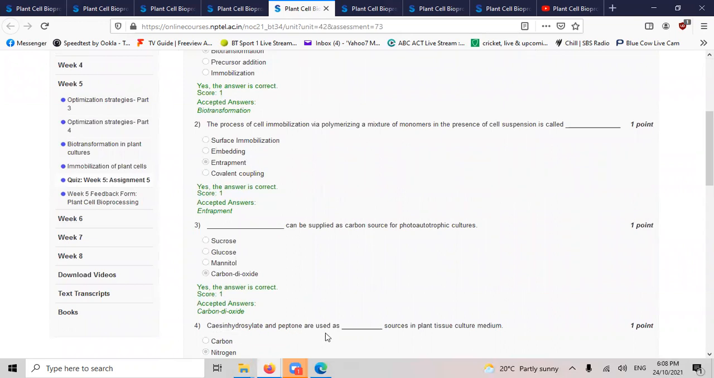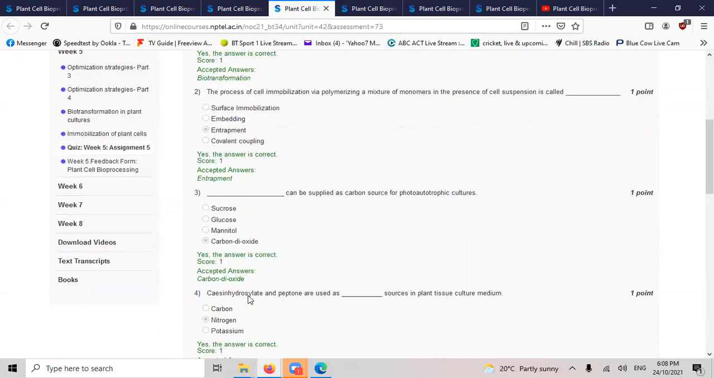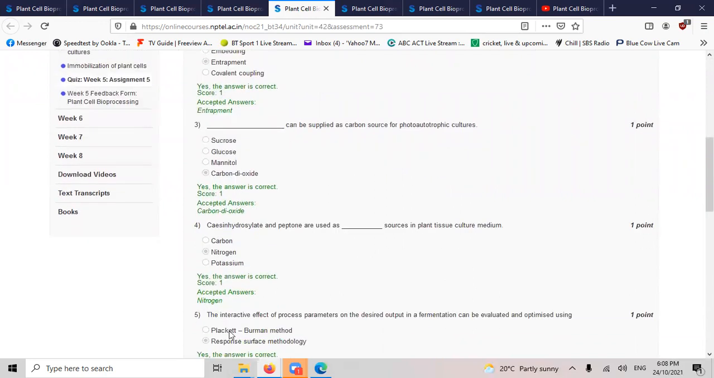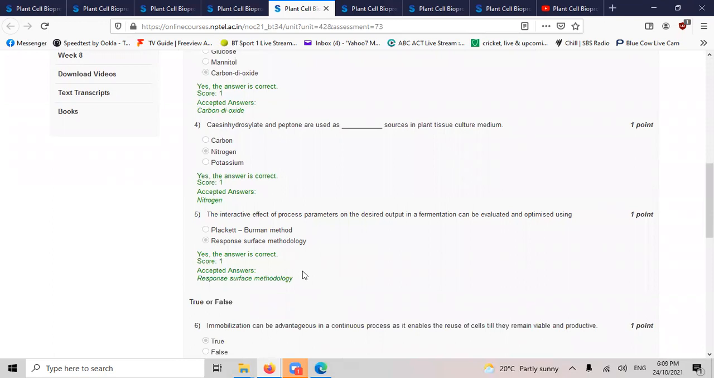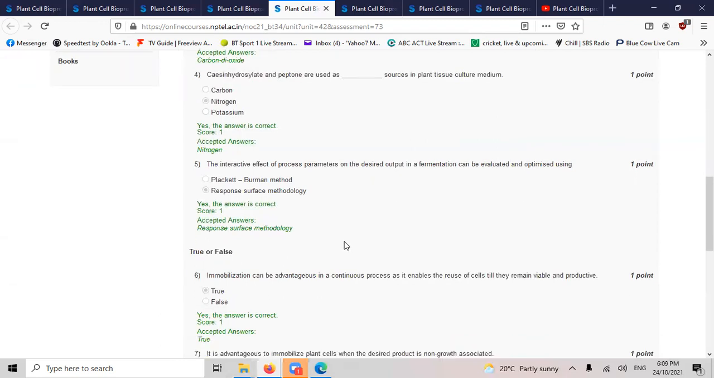Casein hydrolysate and peptone are used as a source of nitrogen in plant tissue culture. The interactive effect of process parameters on the desired output in fermentation can be affected and optimized by using response surface methodology. True or false? Immobilization can be advantageous in continuous process as it enables the reuse of cells till they remain viable. That's the best bit about tissue culture. You can just keep pumping them out. It's so cool. Just got to have the right conditions for it.